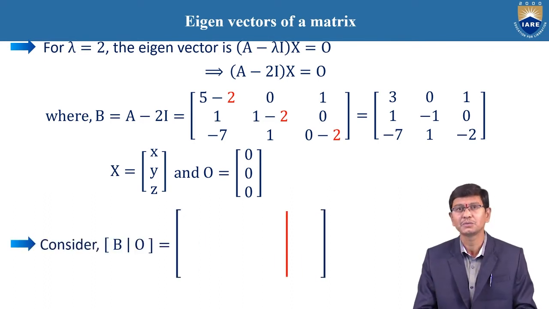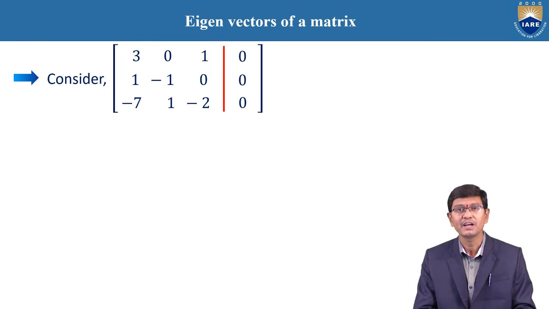According to this procedure, when we are finding the eigenvector, first of all we need to reduce it using the Gauss elimination method. When reducing by Gauss elimination, we need to write out the augmented matrix. The augmented matrix is nothing but the matrix B together with the respective zero column, where B is equal to A minus lambda I.